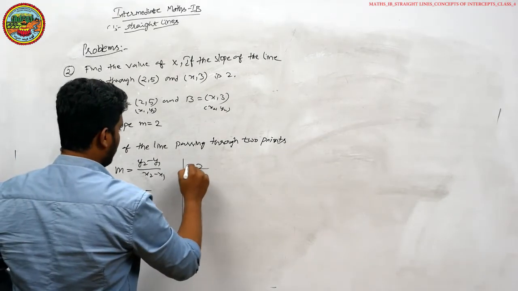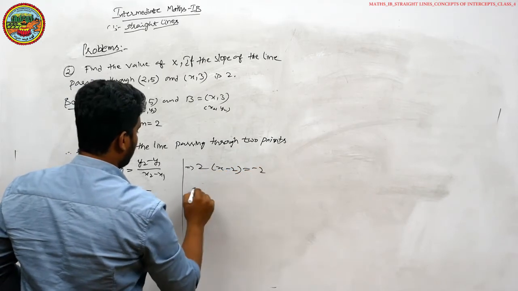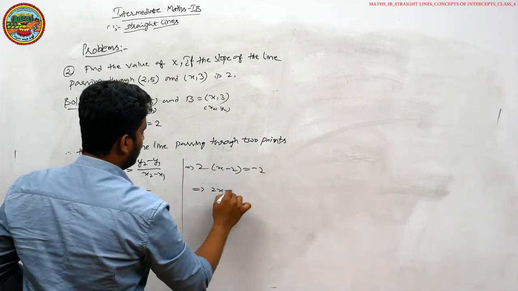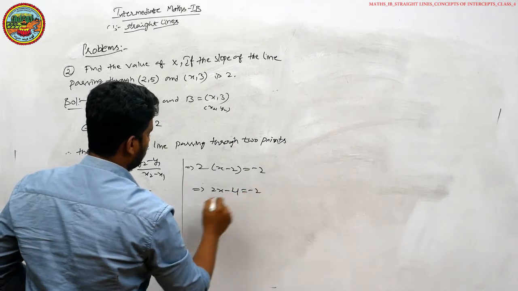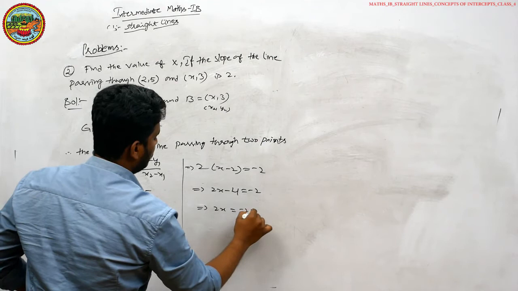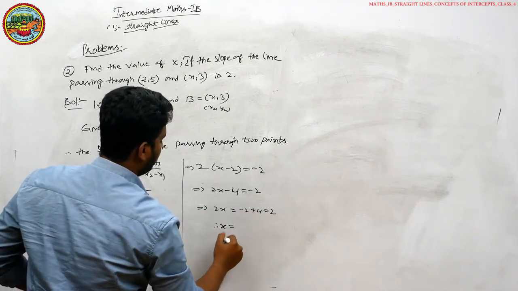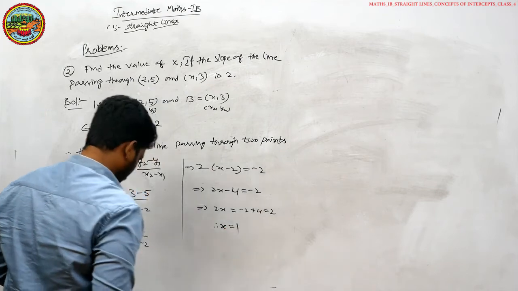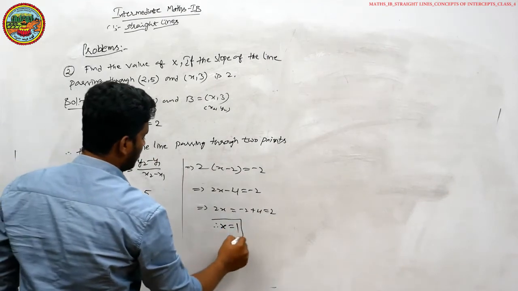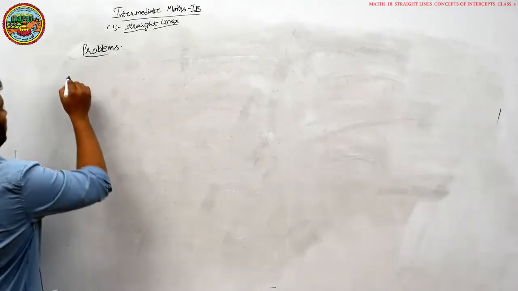Therefore 2(x - 2) = -2, which implies 2x - 4 = -2. Therefore 2x = -2 + 4, which is equal to 2. Therefore x = 1. So here the value of x is equal to 1. Next, problem number 3.